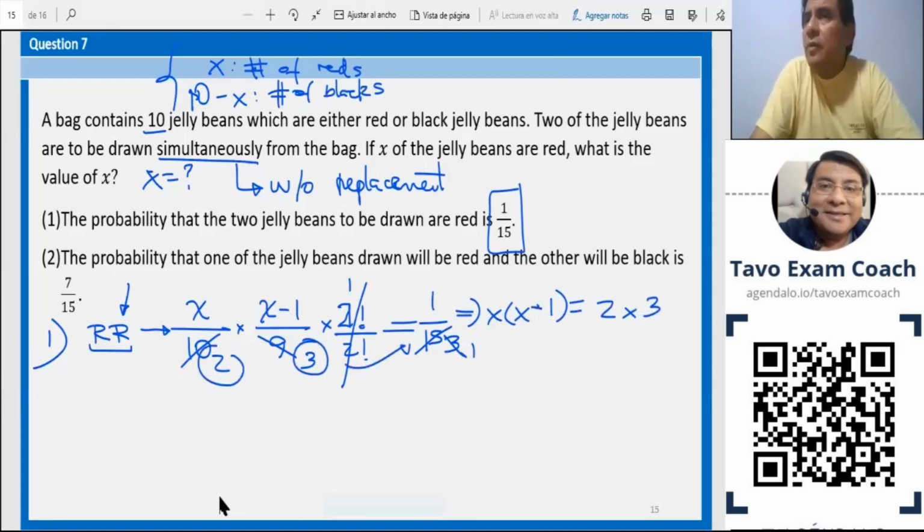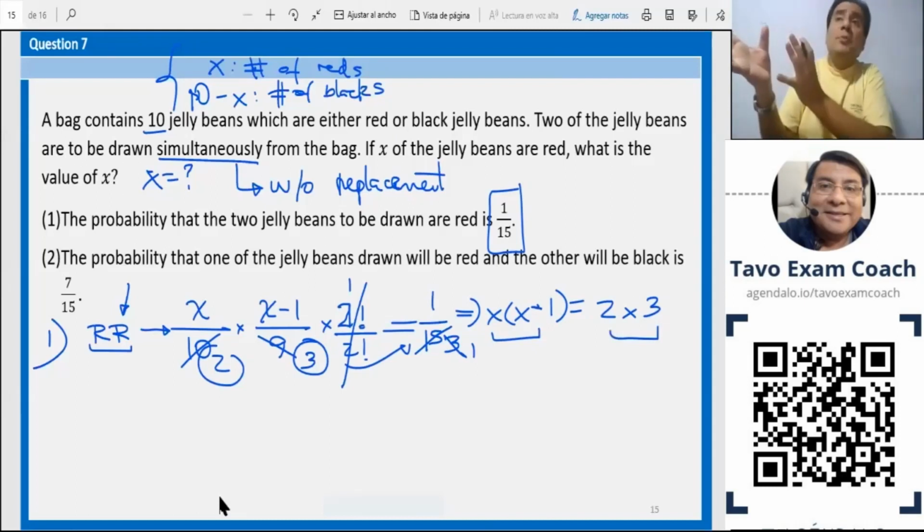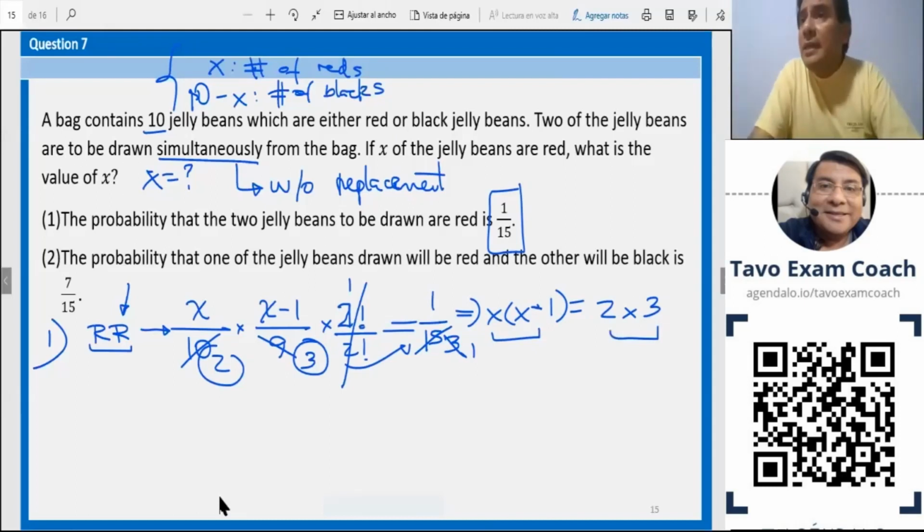So you have to do a simple match of the terms. Here you have 2 numbers that have a difference of 1. And here also you have 2 numbers that have a difference of 1. So there should be a correspondence, right? We can say that X should be number 3 and X minus 1 should be number 2. So we have an answer to the question.